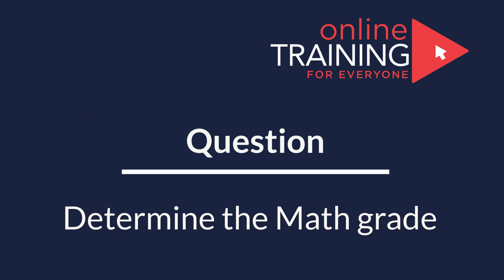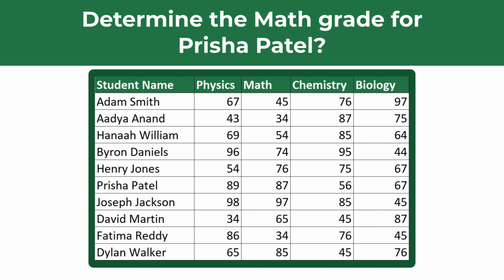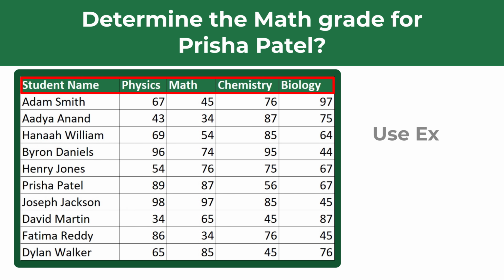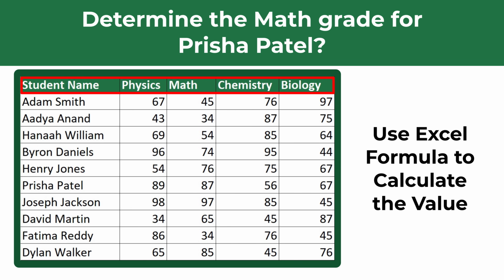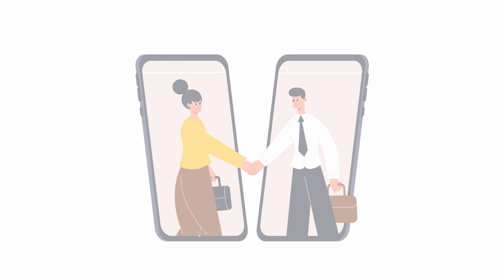Here's the very interesting problem where you need to determine the value using INDEX and MATCH Excel formulas. Specifically, you need to determine the math grade for Prisha Patel. You're presented with the range of values, which includes student name, physics, math, chemistry, and biology grades, and you need to enter the formula to calculate the value. Do you see the solution? Do you know how to solve it? Let's move forward and solve this challenge together.